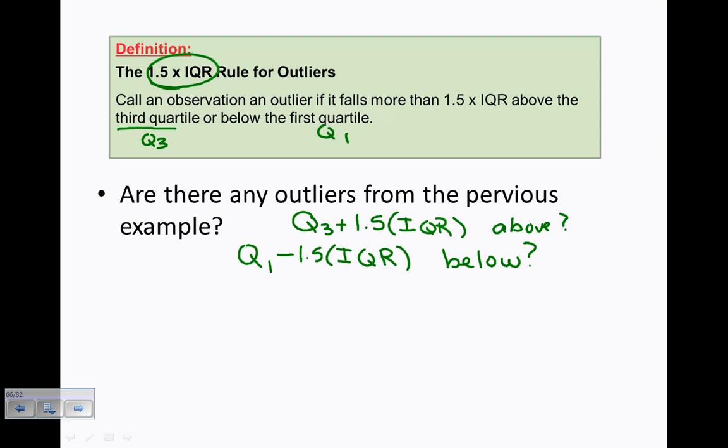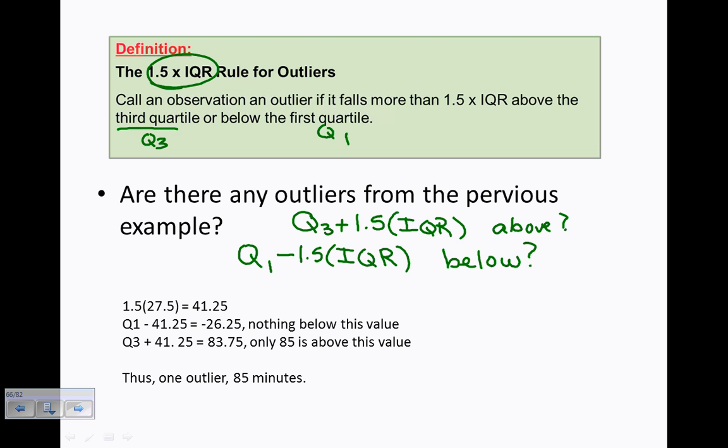So I want to know, are there any outliers from the previous example? Looks like I can't spell previous. So let's see. 1.5 times my IQR is 41.25. Quartile 1 minus that was negative 26.25. There was no other data below that. Quartile 3 plus your 41.25 is 83.75. 85 is above that, so 85 is an outlier, and that's the only outlier that you have.